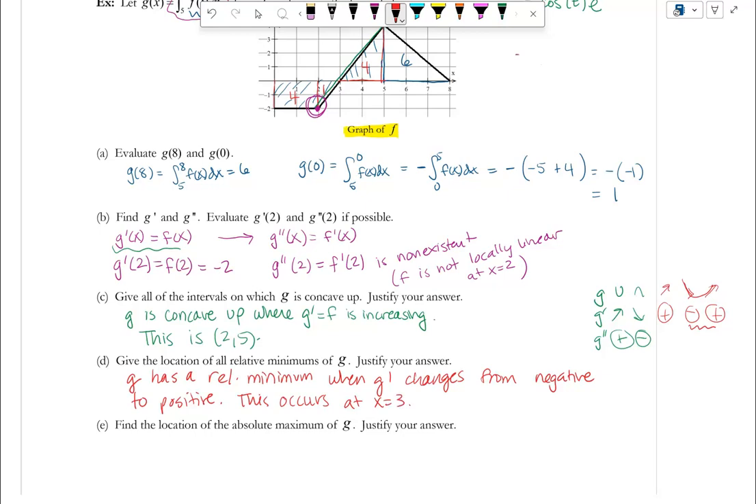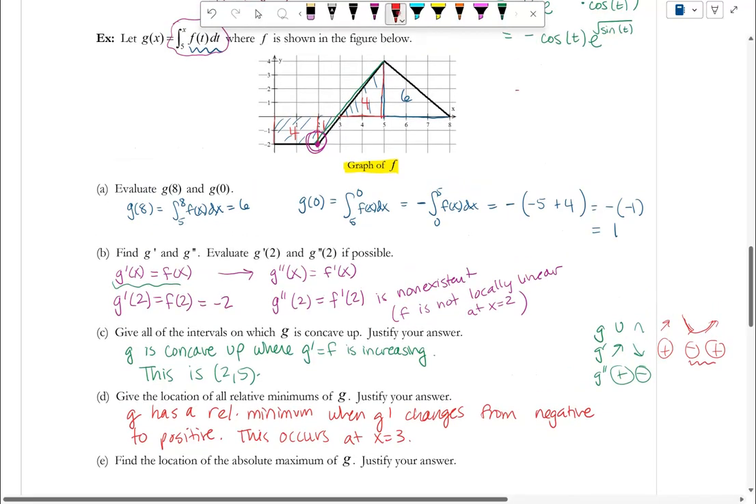So again, g prime is f. So on my graph of f, x equals 3 is the only location where the graph of f changes from being negative outputs to positive outputs.